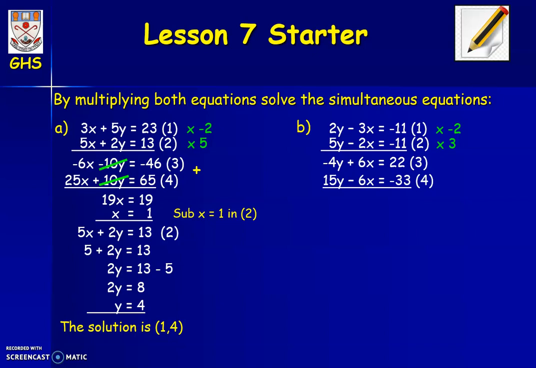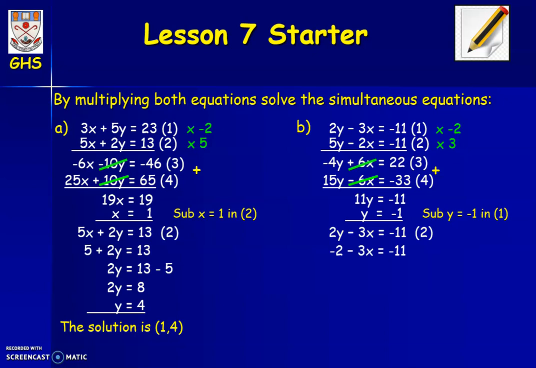Now we can eliminate the x terms by adding the two equations together. So we get 11y equals negative 11, so therefore y must equal negative 1. We're going to substitute this into equation 1 this time. So that will become negative 2 subtract 3x equals negative 11. Take the minus 2 over, so we end up with negative 3x equals negative 9. Divide by negative 3, so we get x equals positive 3 this time, so our solution would be 3, negative 1.